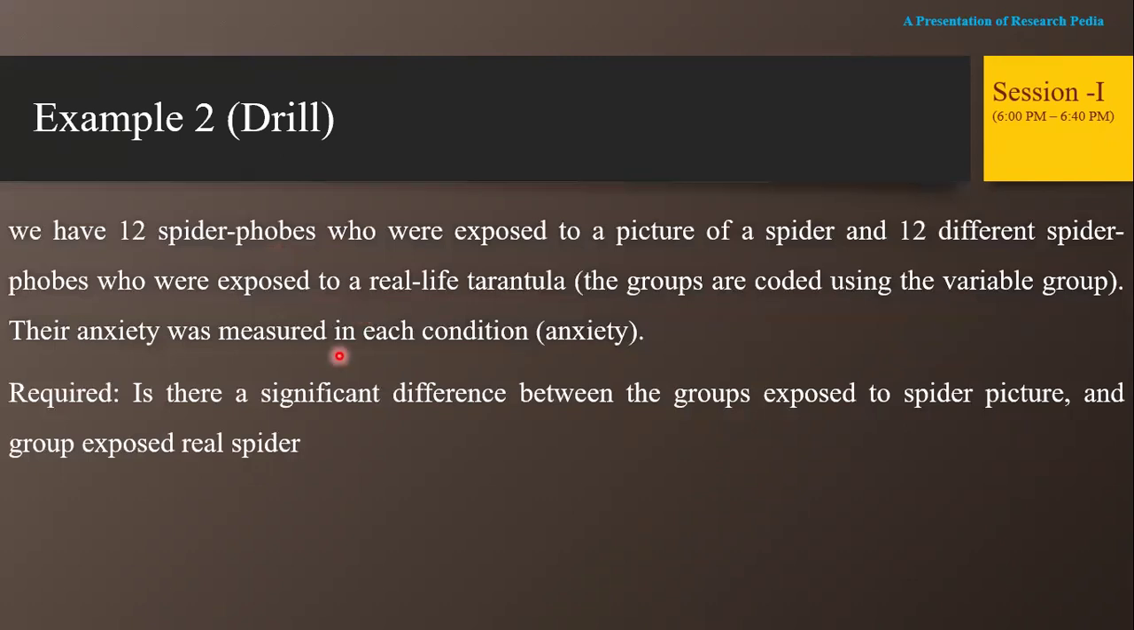Their anxiety was measured in each condition. Anxiety is a continuous variable over here, while the two categories of people, the ones who were exposed to a spider picture and the ones who were exposed to a real life spider, are the two categories, while you have the anxiety level as your continuous variable. So what you need to check is whether there is a significant difference between the group exposed to the spider picture and the group exposed to the real spider. So you need to check the analysis with the example number 2 dataset.